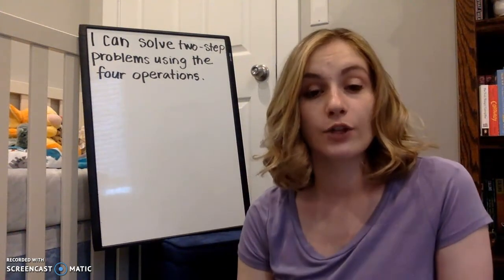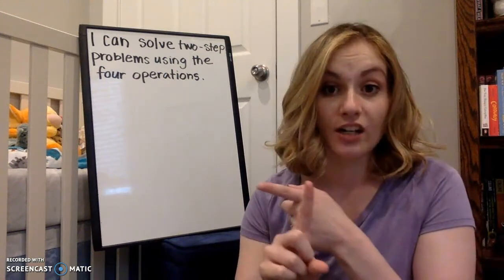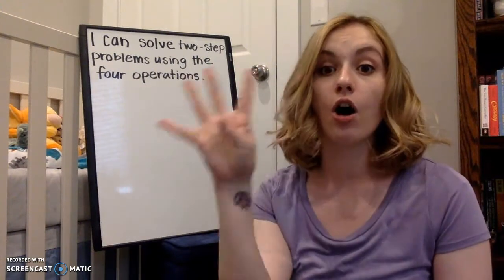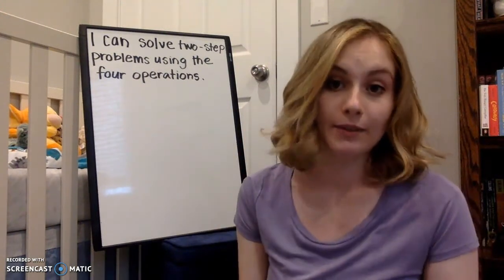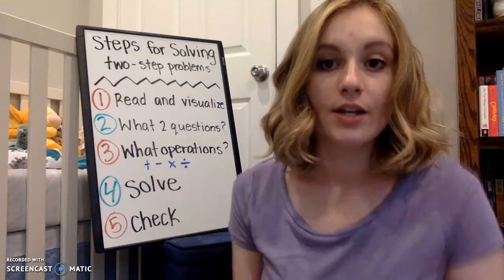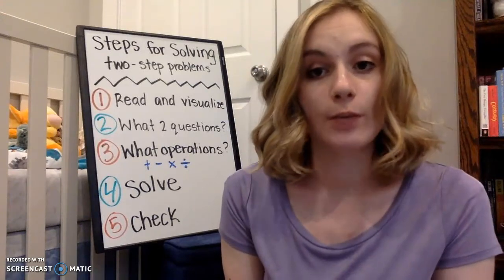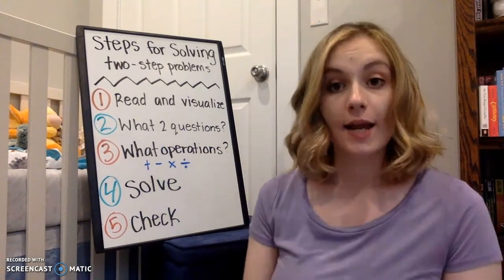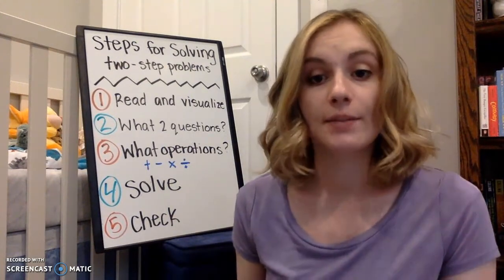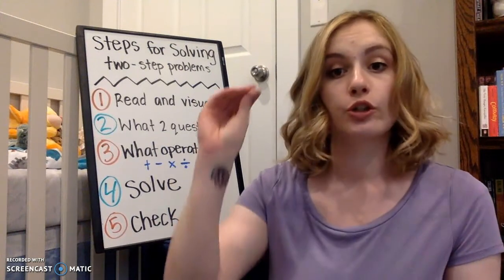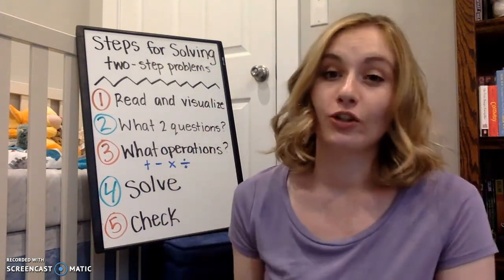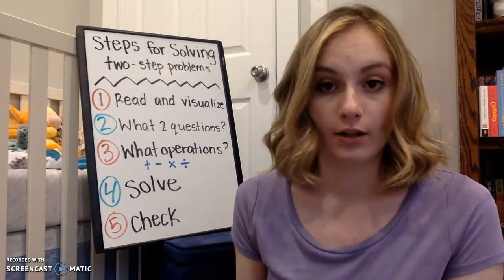That means we're going to solve two-step word problems that have addition, subtraction, multiplication, and division. So all four operations are going to be in there, okay? So the first thing we have to do with two-step word problems is know the steps, all right? There are steps for solving a two-step word problem, steps that you can follow. So you can do step one, step two, step three, and so forth, and get the answer correct, and it'll make it a lot easier, okay?